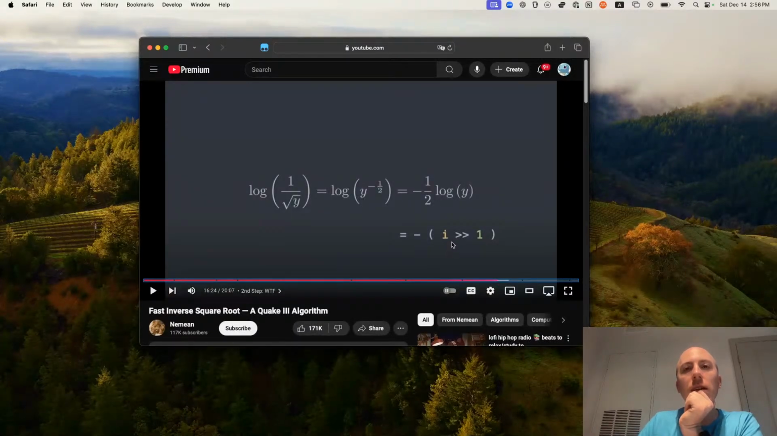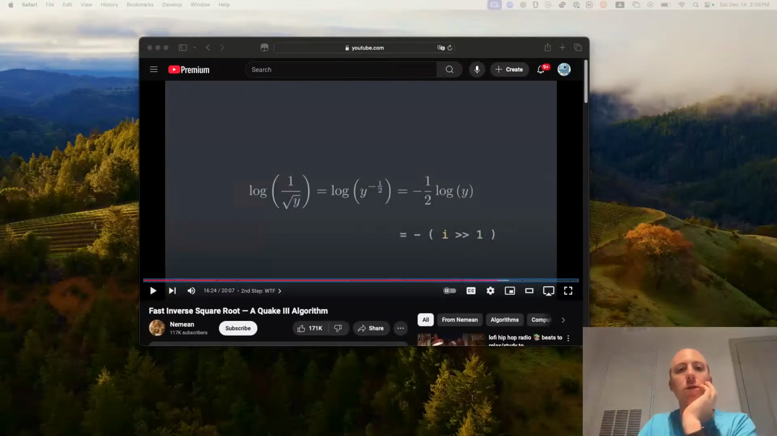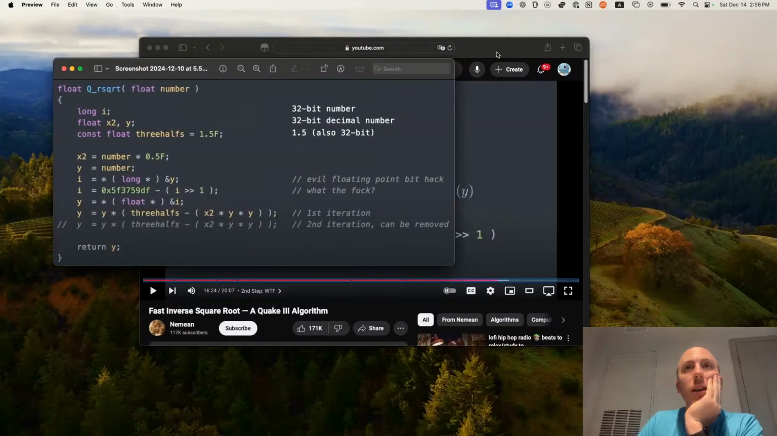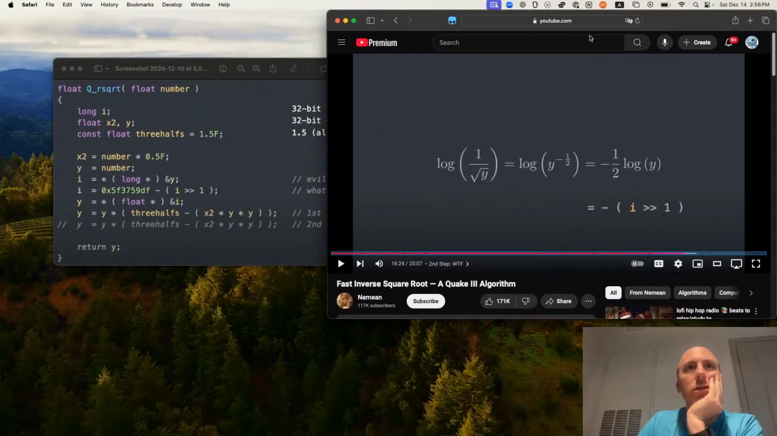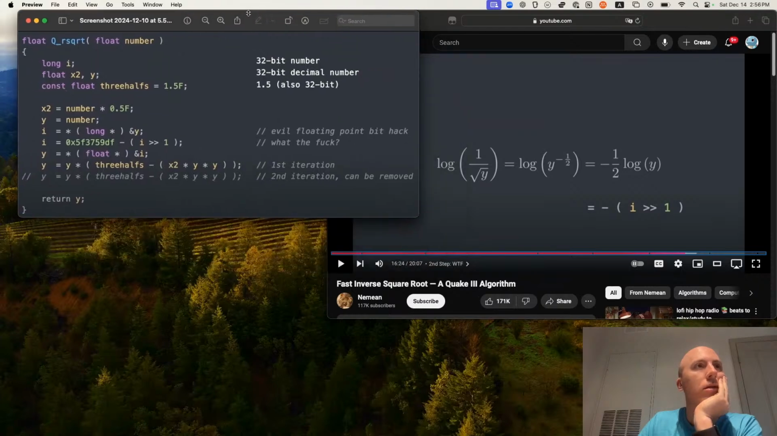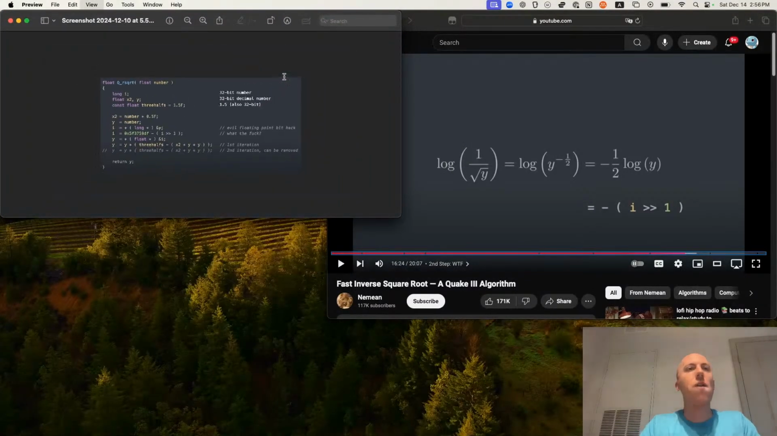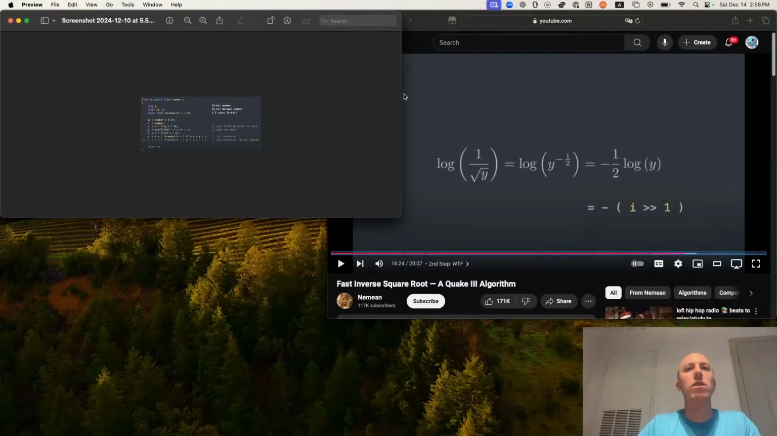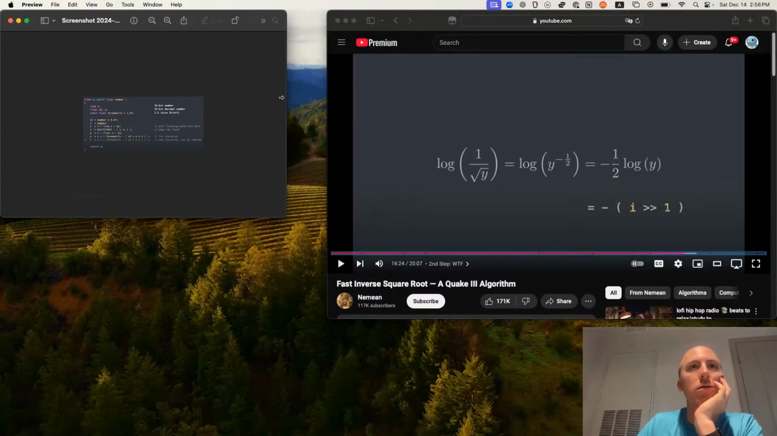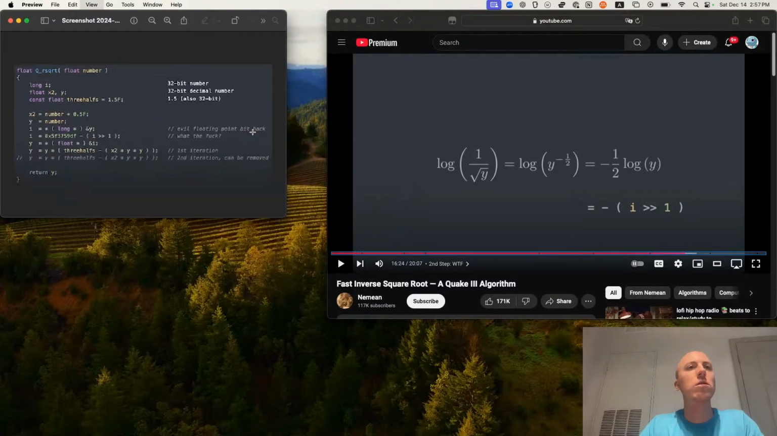Negative I shifted over 1. But recall, what is I? Let's pull this up. I is what? Oh, small. Can we make this? Is this small?